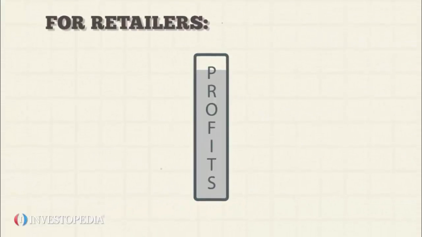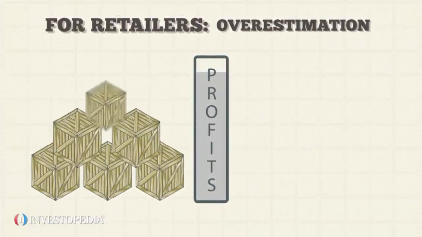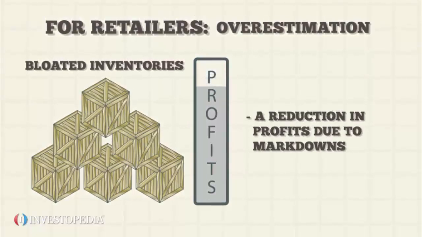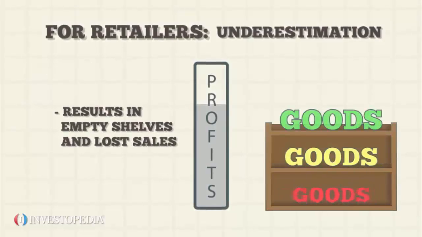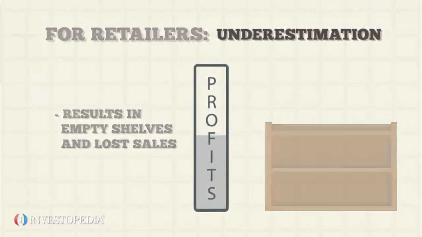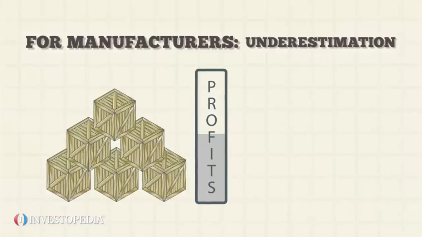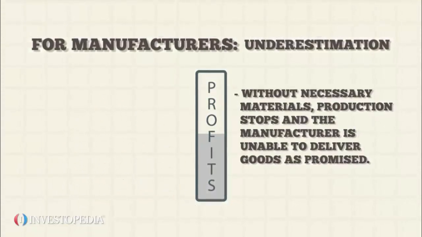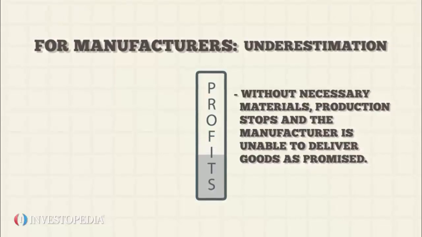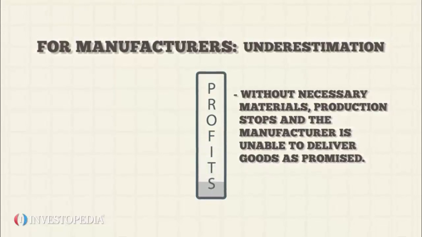For retailers, overestimation of demand results in bloated inventories and a reduction in profits due to markdowns. Underestimation results in empty shelves and lost sales. For a manufacturer, underestimation is the main problem. Without necessary materials, production stops and the manufacturer is unable to deliver goods as promised.